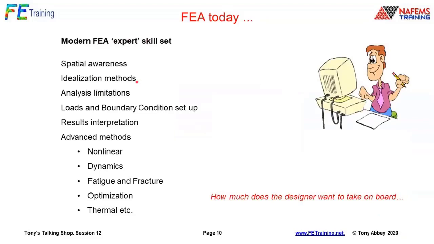So the modern FEA expert skill set is still spatial awareness is very, very important. Idealization methods still, analysis limitations, and so on, all the same thing, still very, very vital. But now the tendency is to get more into advanced methods. So as an analyst, now I'm pretty well required to have a good handle on at least, say, two or three of these. So nonlinear, dynamics from basic all the way perhaps to, say, something like random response, fatigue and fracture, optimization, thermal, depending on what your particular skill subset is. Not just doing static analysis, not just doing normal mode. So the question now is, how much does the designer want to take on board of all this? This is all open to the designer now. How much does he or she want to take on board? And indeed, how much should they take on board, which is perhaps another interesting question.